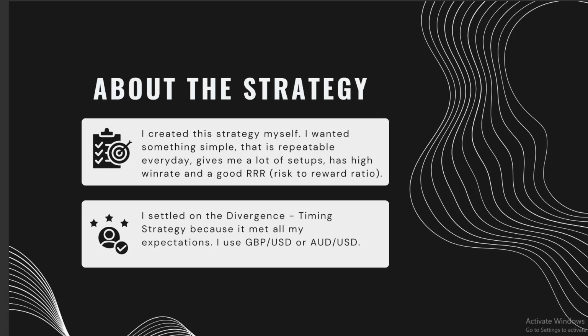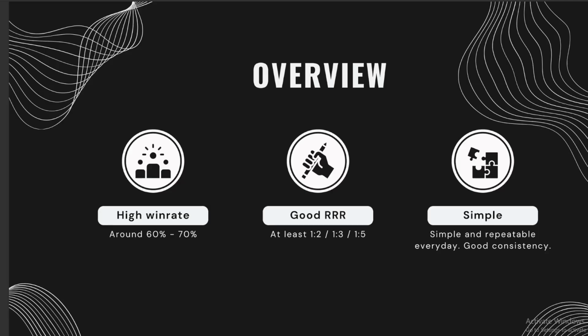And I have backtested quite a few pairs, metals, indices, forex pairs, crypto, and from what I have seen, GBP USD and AUD USD perform the best for me on this strategy. Euro USD is the worst. Don't trade Euro USD with this strategy. Okay, I personally stick with GBP USD right now.